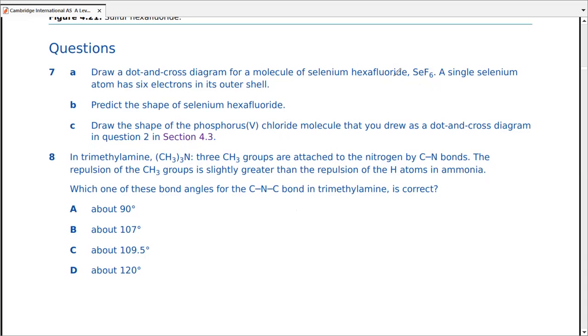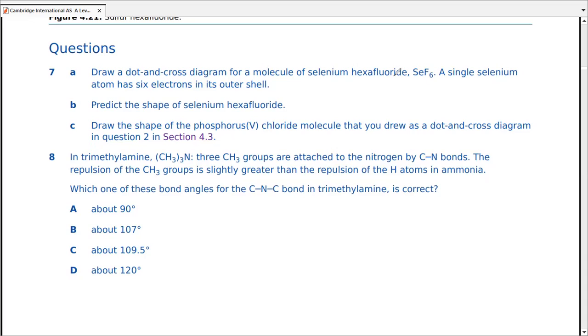In trimethylamine, N(CH3)3, three CH3 groups are attached to nitrogen by C-N bonds. The repulsion of CH3 groups is slightly greater than the repulsion of H atoms in ammonia. Which one of these bond angles for the CNC bond in trimethylamine is correct? This question is for both of you.